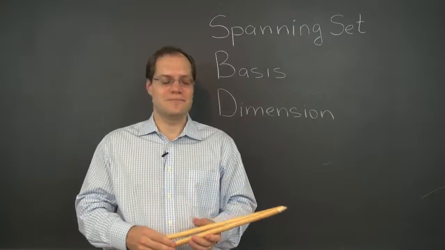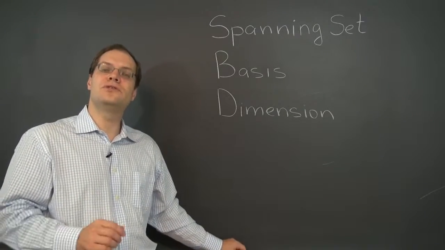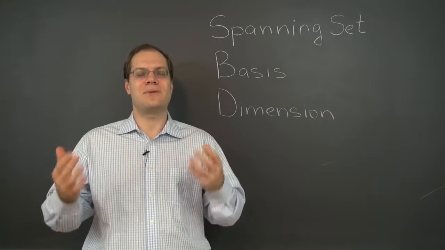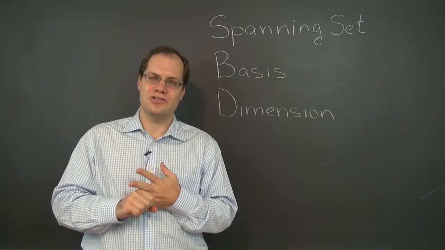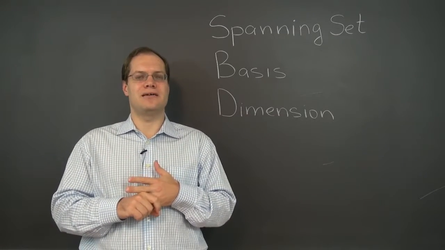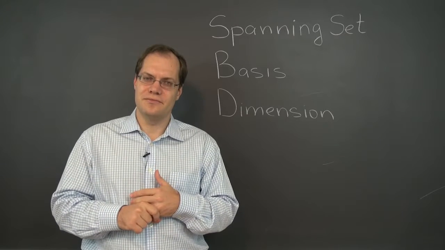So what we're learning is that when it comes to geometric vectors, the fewest number of vectors in a spanning set equals the largest number of linearly independent vectors. In the case of the plane, it was 2, and in the case of a space, it was 3.